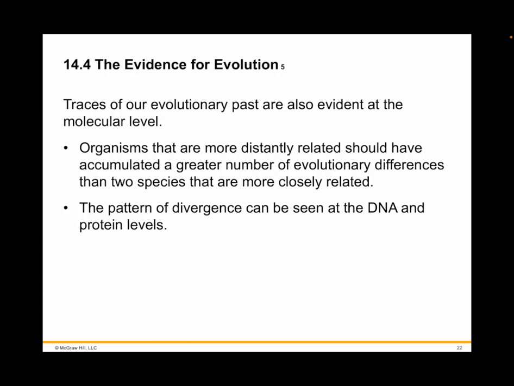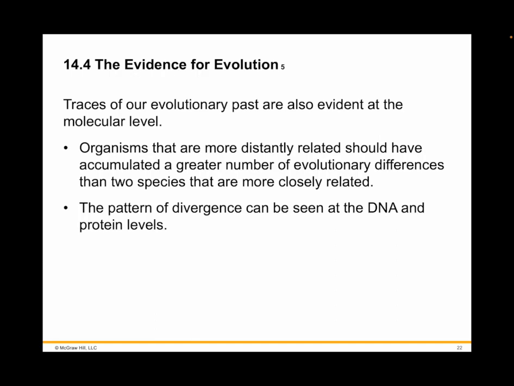According to evolutionary theory, new alleles arise from older ones by mutation and come to predominance through favorable selection. A series of evolutionary changes thus implies a continual accumulation of genetic changes in DNA. Thus, evolutionary theory makes a clear prediction. Organisms that are more distantly related should have accumulated a greater number of evolutionary differences than two species that are more closely related. This prediction is now subject to direct test.